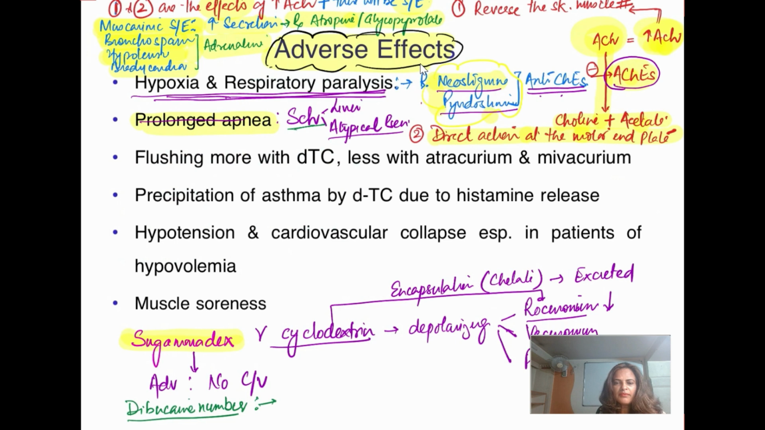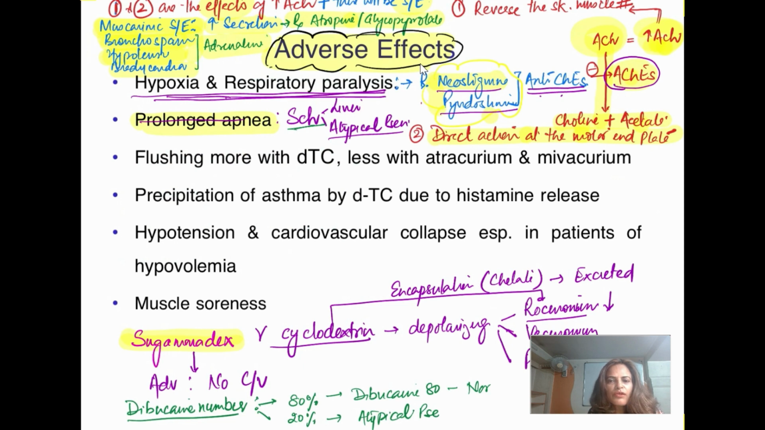So a normal enzyme is inhibited by dibucaine 80%, whereas atypical is inhibited by 20%. So a person with the dibucaine number 80 is normal, has typical cholinesterase, not atypical. But if it is less than 80, any variation, then the person is born with the atypical pseudocholinesterase. Then the next adverse effect is flushing.